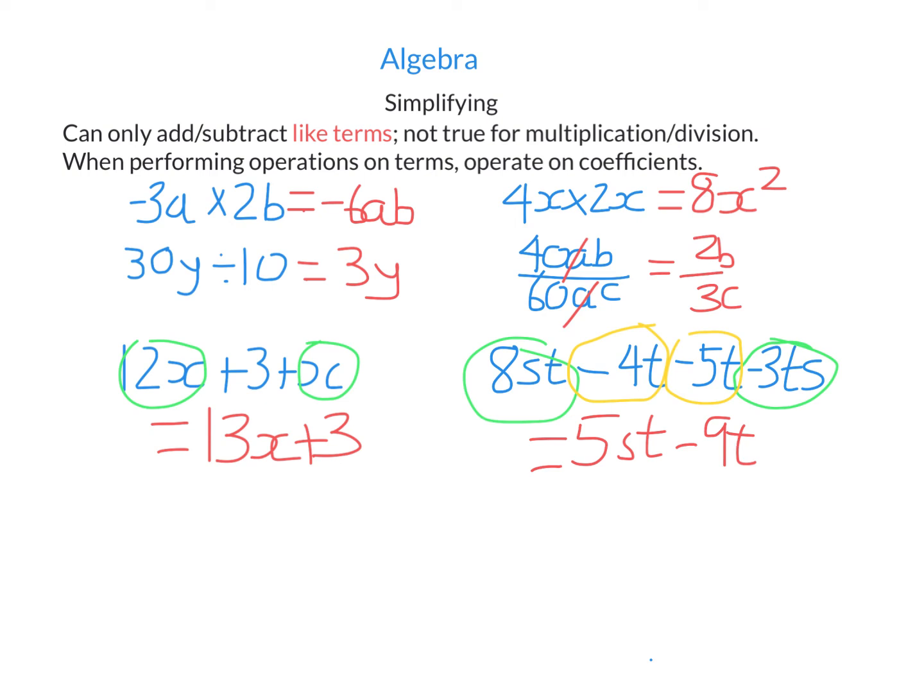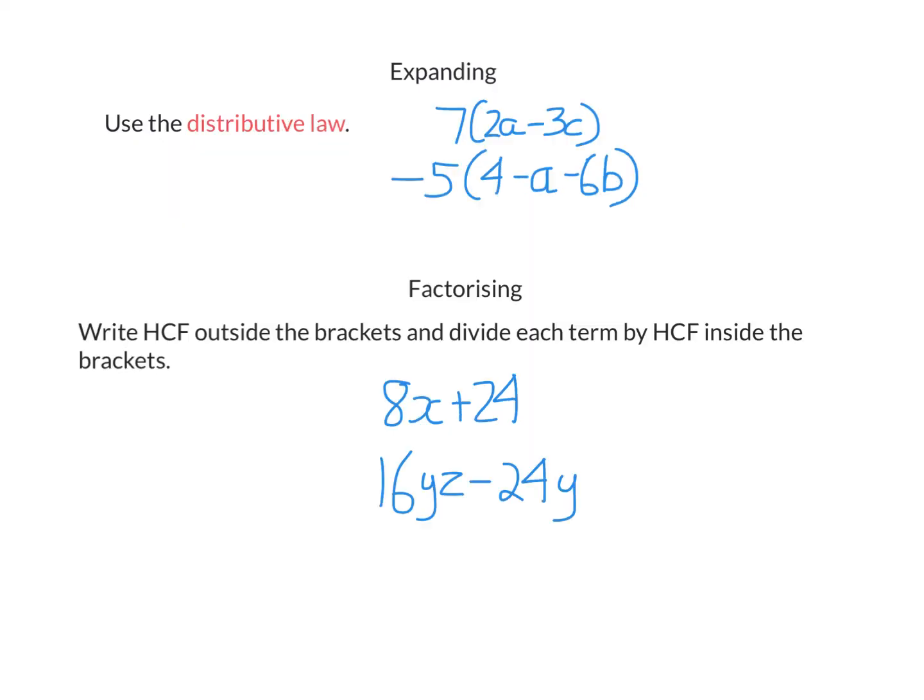All right, let's look now at expanding and factorizing. So to expand brackets means you start with brackets and we're going to end up with an expression that has no brackets. To expand, we use the distributive law. You distribute what's outside the brackets to everything inside the brackets. So here we go, 7 times 2a is just 14a, and 7 times negative 3c is negative 21c.